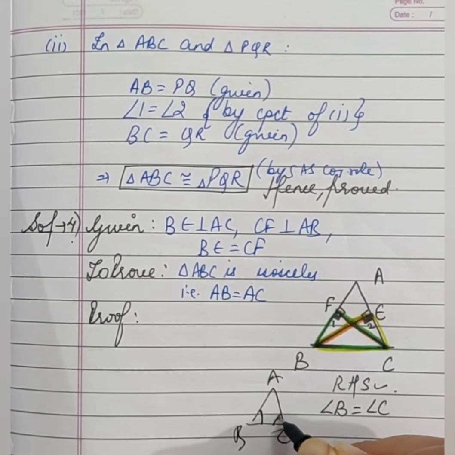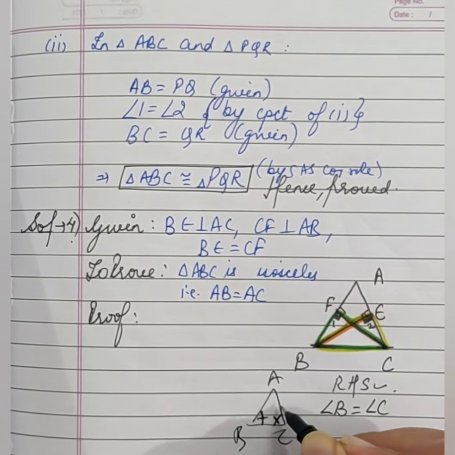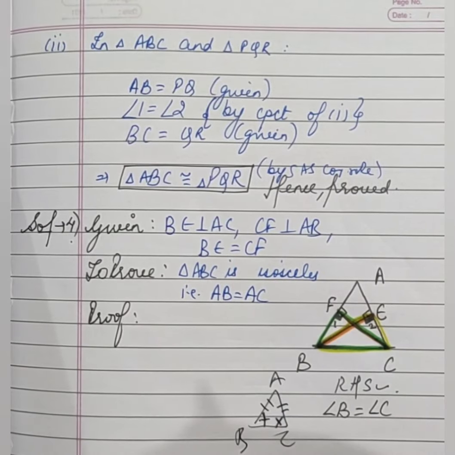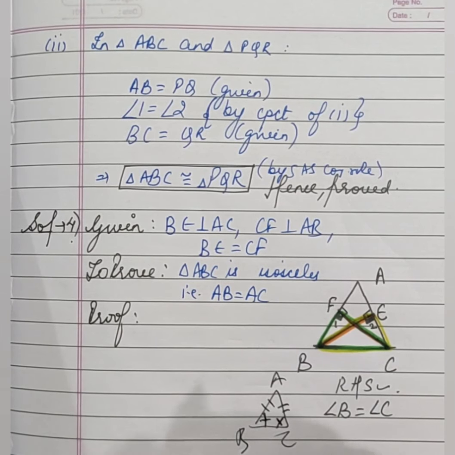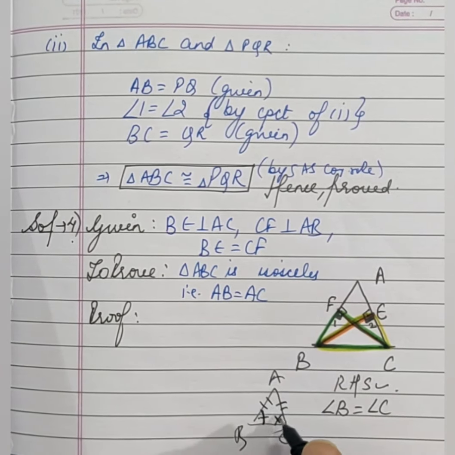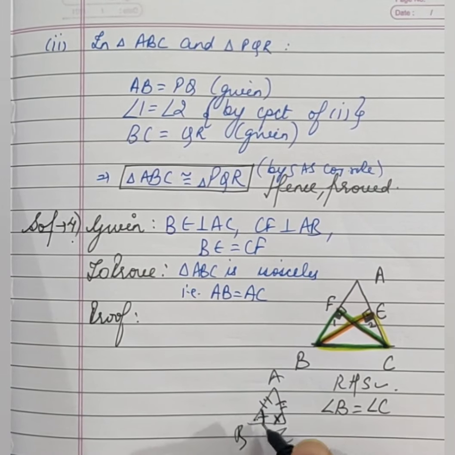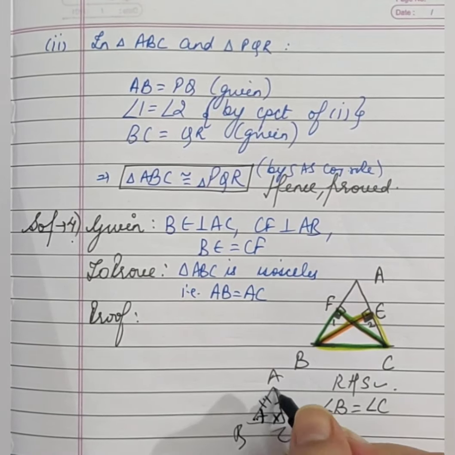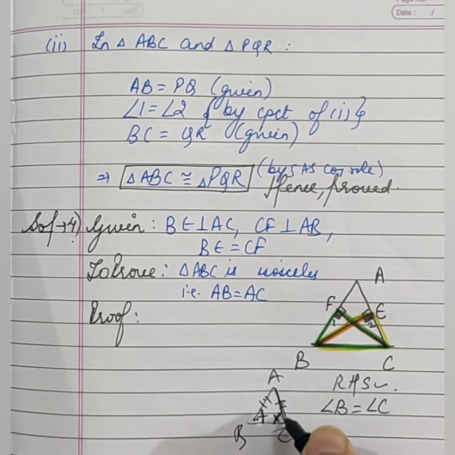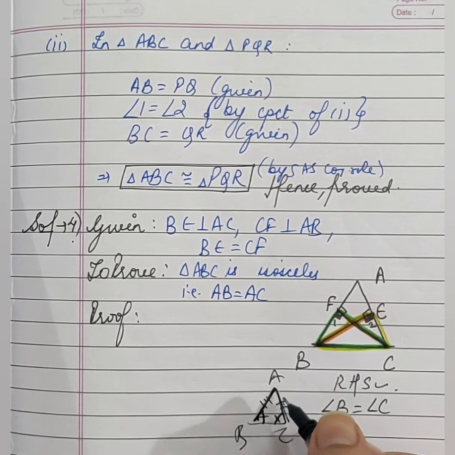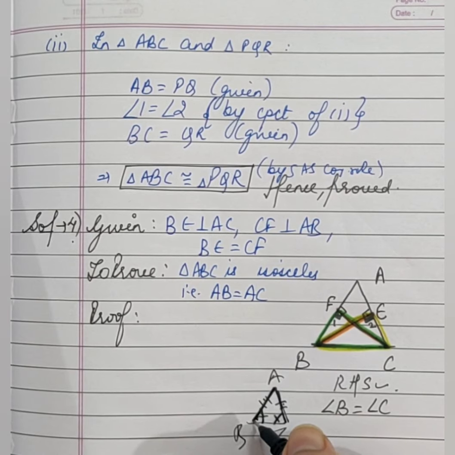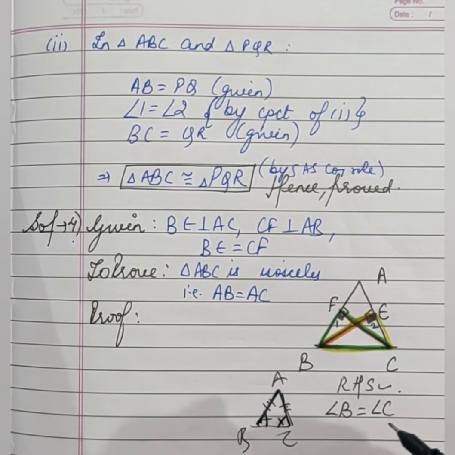Now in triangle ABC, if angle B and angle C become equal, then definitely their opposite sides would also be equal. This is according to the theorem. The sides opposite to equal angles are also equal in a triangle. So these angles are equal, so definitely their opposite sides would be equal. Side opposite to angle B is AC and the side opposite to angle C is AB. So AC and AB would also be equal, and this would prove triangle ABC is an isosceles triangle.